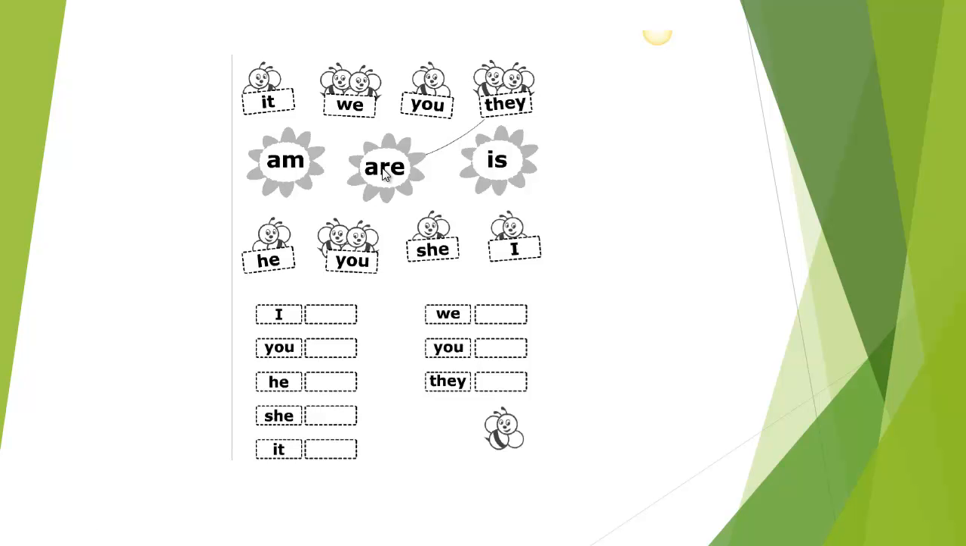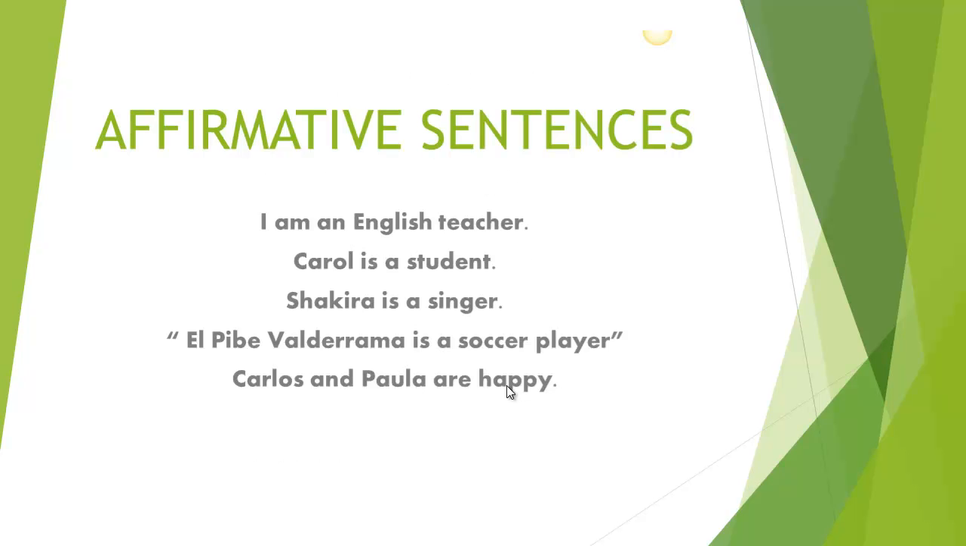After you do that, you need to write down in the box corresponding to the pronoun. So in this case, it is they are. So I come here and I write are. We will do this activity alone to make sure each student understands the correct use of the verb to be with different pronouns.